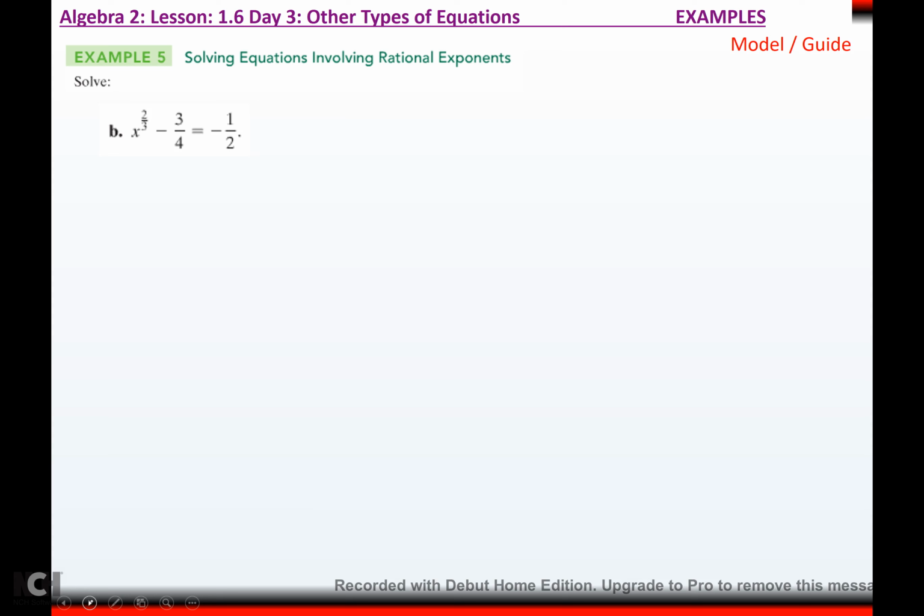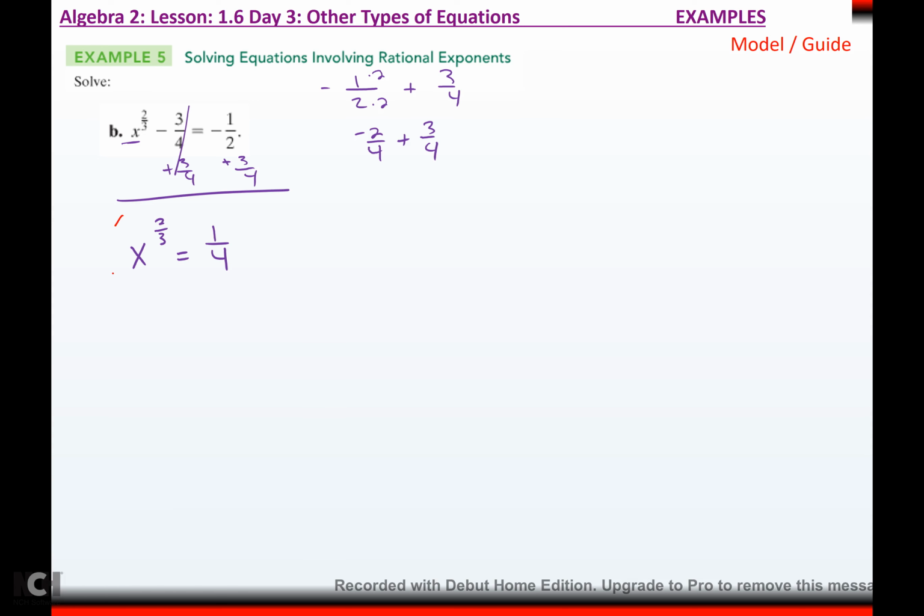Alright, so let's try this one. Again, I've got to isolate this guy, so I'm going to add 3/4, add 3/4. I get x to the 2/3 equals, if I have negative 1/2 and plus 3/4, my common denominator would be 4. So times 2 makes that negative 2/4 plus 3/4, which makes 1/4. Okay, so I've isolated it.